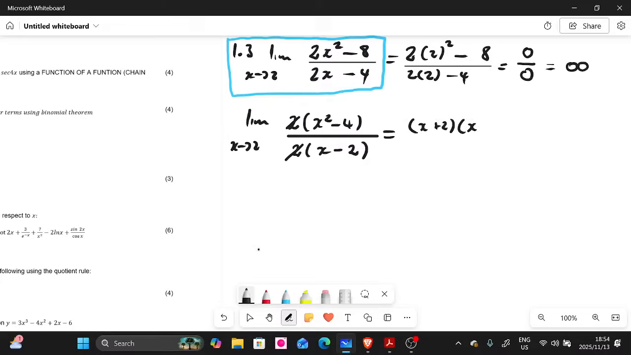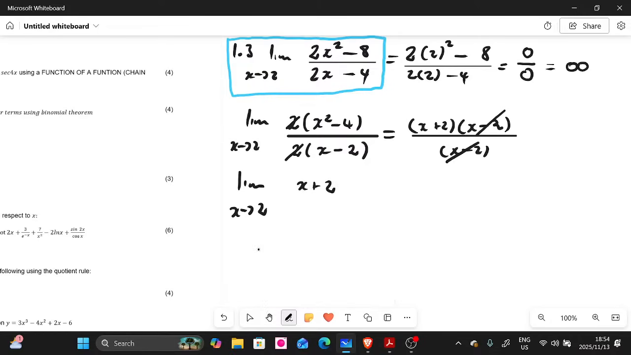This is grade 9 work, right? So x plus 2 times x minus 2 is the same as x squared minus 4. And then underneath there, we are left with x minus 2, right? As you can see, x minus 2 divided by x minus 2, we are going to be left with only the following. Let me just continue underneath there. As x approaches 2, we are left with only x plus 2.